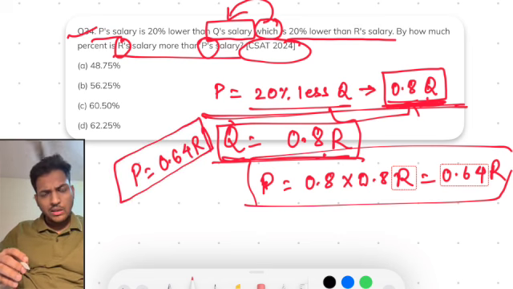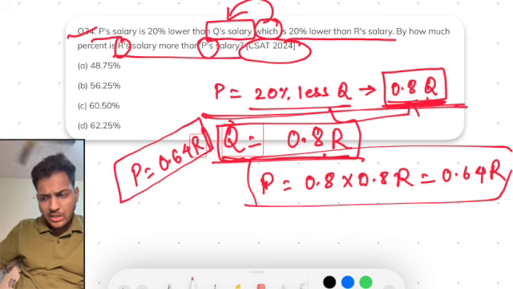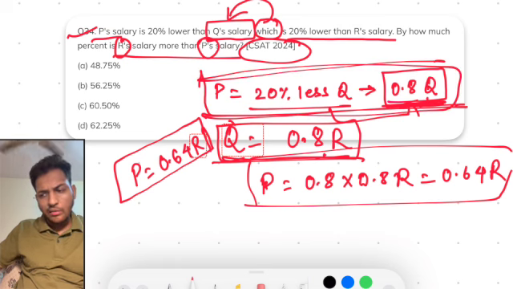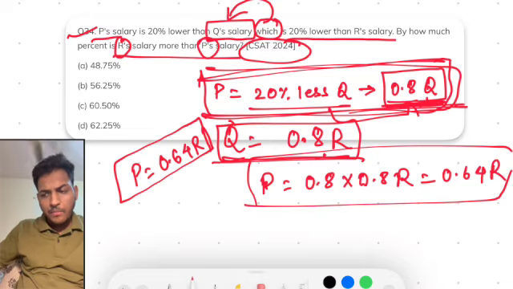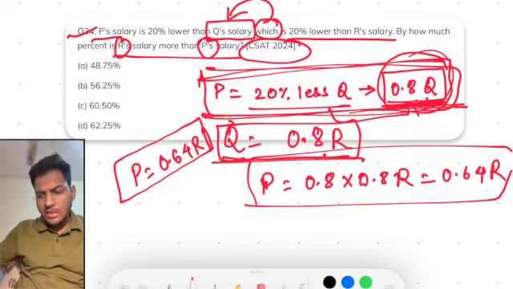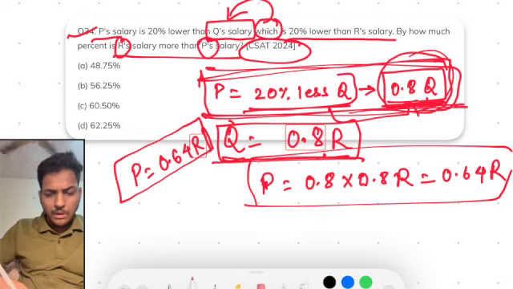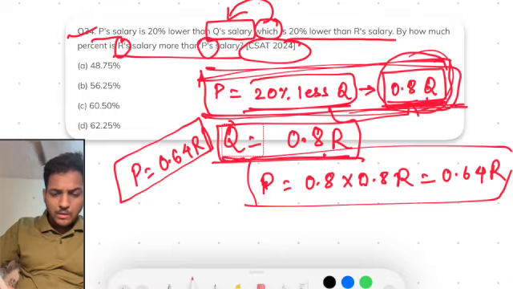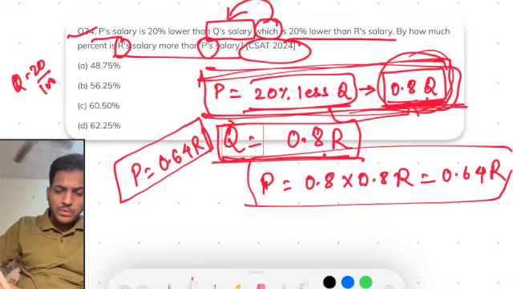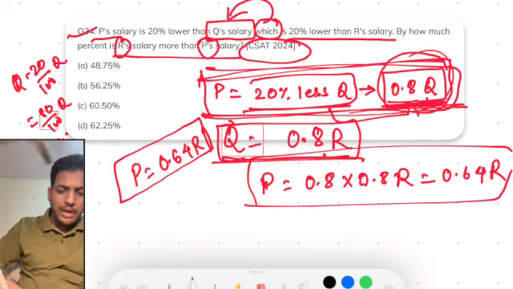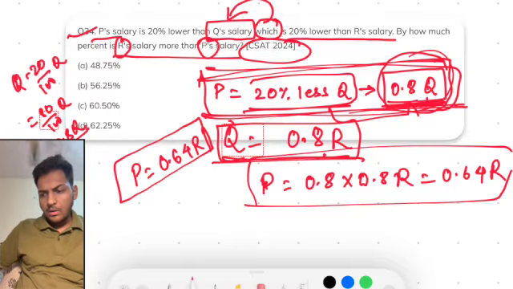Anybody who is feeling that I am teaching very fast because of what I have written, please attend the first lecture. You will understand how this 0.8 is coming. Still, I can take one minute to explain. 20% less than Q is nothing but Q minus 20% of Q, which is equal to 80 by 100 Q, which is equal to 0.8 Q. So that's why I have written like that. Okay, now I have explained it.